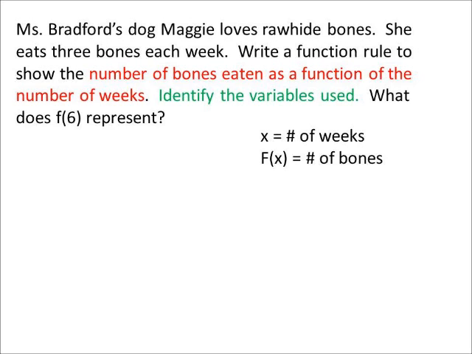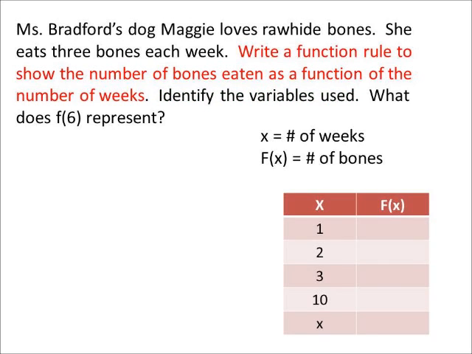That we're looking at the number of bones eaten and the number of weeks. So we have our 2 things, we just have to figure out which goes with which. Well, the number of weeks is something that we can't control, okay? I'm basing how many bones she eats off of the number of weeks. So weeks, the number of weeks, is going to be x, and the number of bones she eats will be f of x.